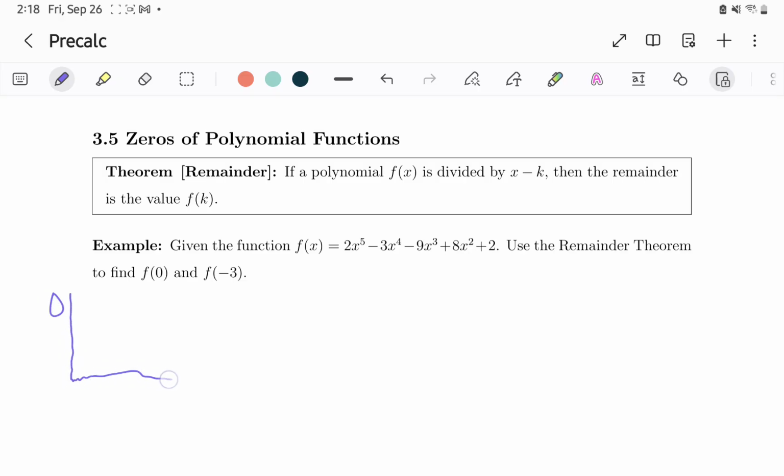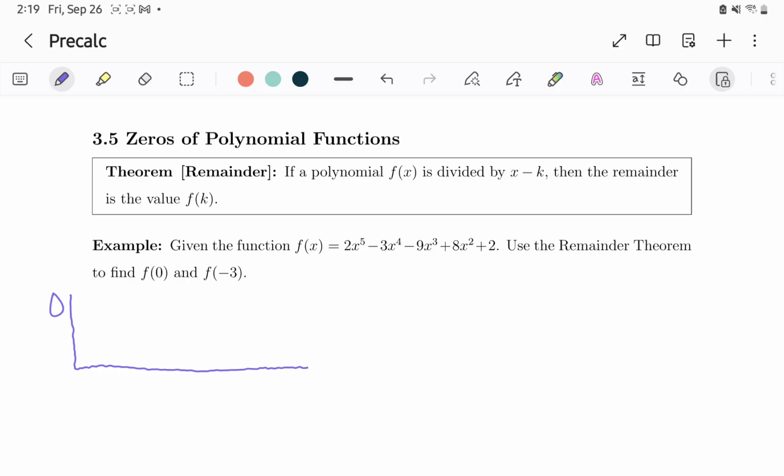And I realize this might seem a little bit silly, using synthetic division and the remainder theorem to find f of 0 for any polynomial, because of course f of 0 is just going to be equal to the value of the constant term. The rest of the terms involve a factor of the variable x, so when we plug 0 in for x, that whole term becomes 0, and all we are left with is the constant term.